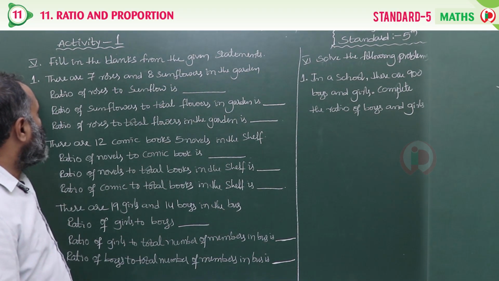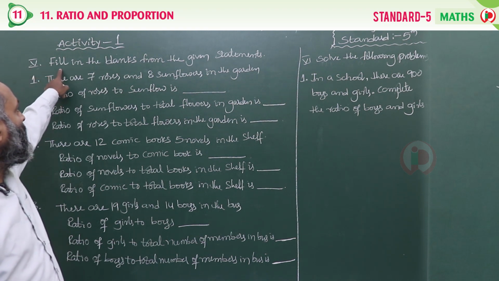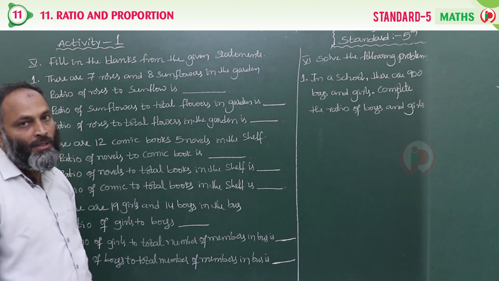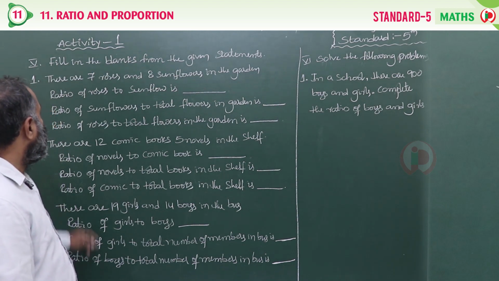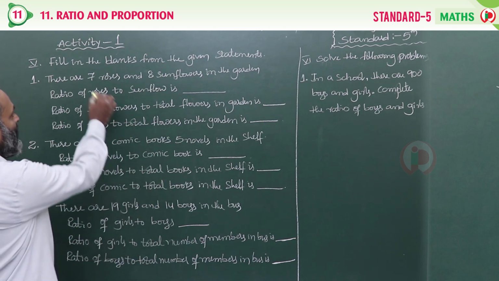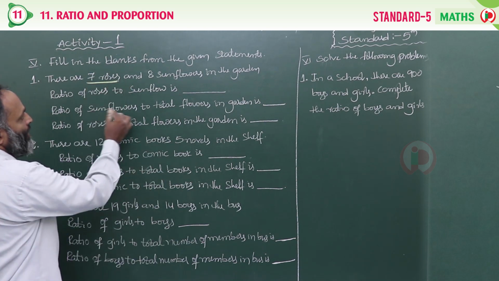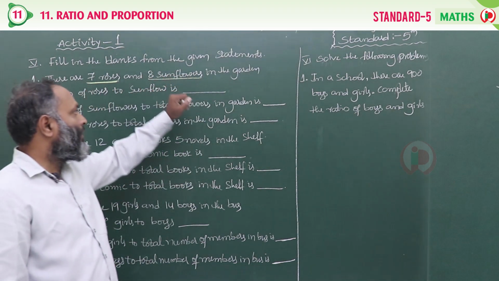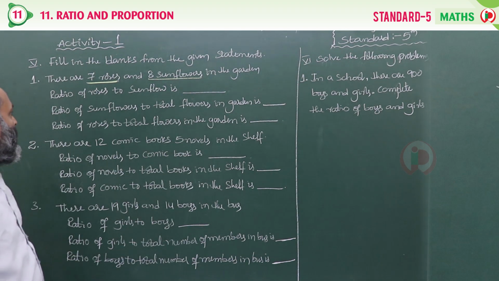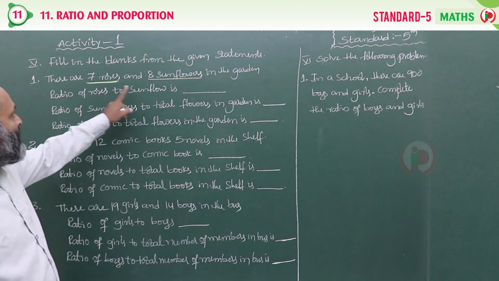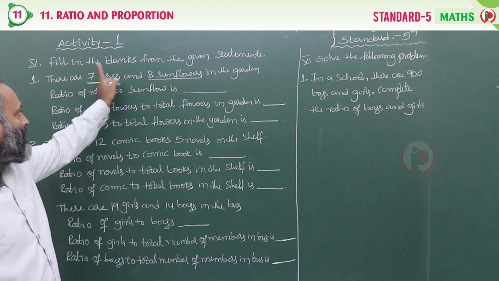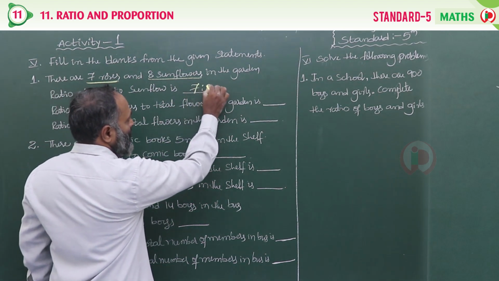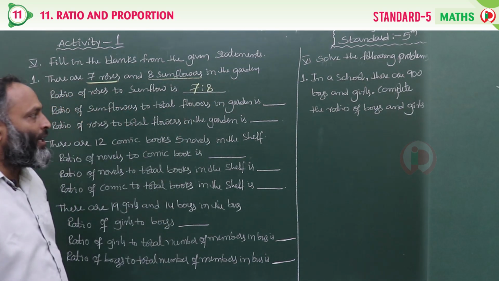Now, in the activity, the next fifth bit: fill in the blanks from the given statements. Some statements are given. On the basis of the statements, we should fill the blanks. The first statement: there are 7 roses, 8 sunflowers in a garden. So the ratio of roses to sunflowers is 7:8. According to the statement, the ratio is 7:8.